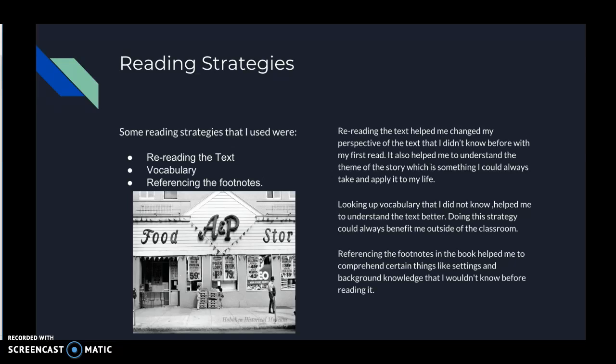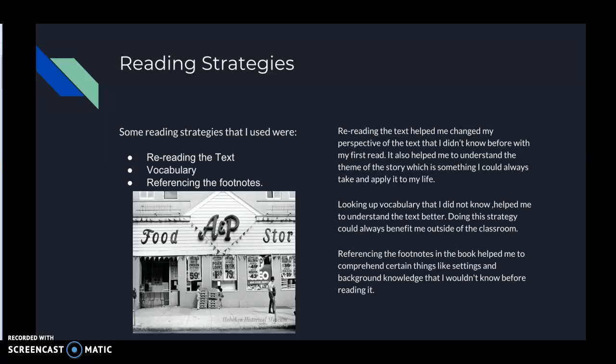Now I'm going to talk about the reading strategies that I used. The reading strategies that I used were rereading the text, vocabulary, and referring to the footnotes. Rereading the text helped me change my perspective of the text after my first read. It also helped me to understand the theme of the story, which is something I could always apply to my life. Looking up vocabulary that I did not know helped me to understand the text better.